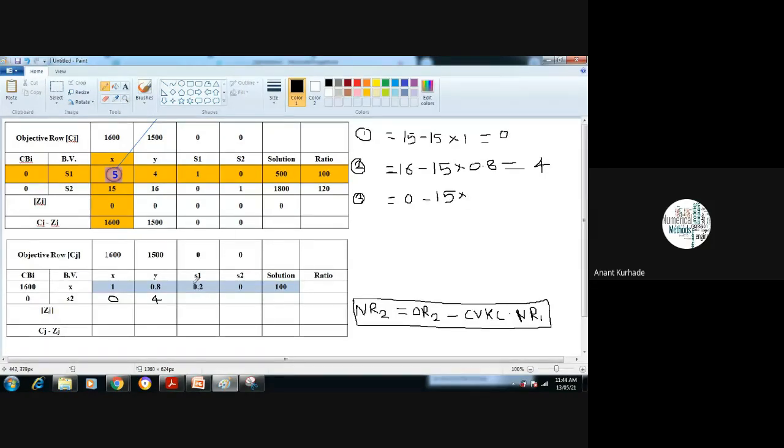What is the new value of R1? It is 0.2. What is your answer? Tell me. It is minus 3. Okay. Now the fourth value is equal to the old value of R2. What is that value? 1. Okay. 1 minus 15 as it is, into the new value, which is 0.